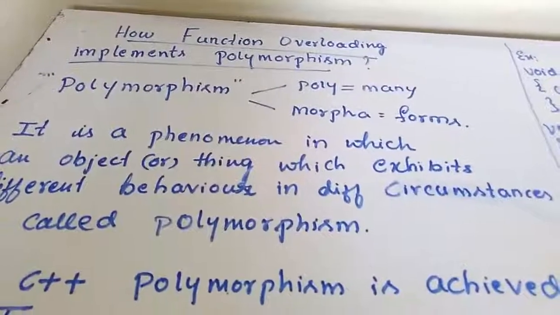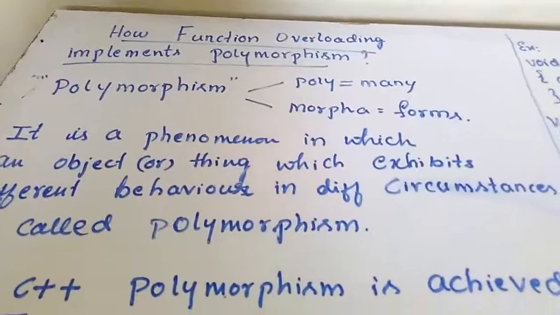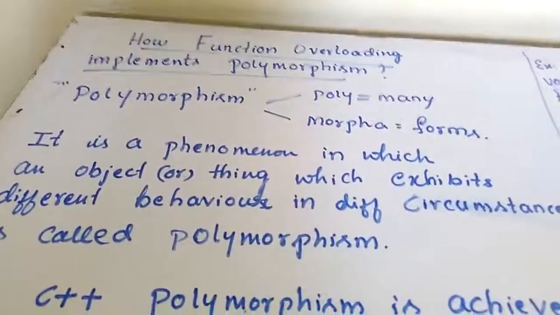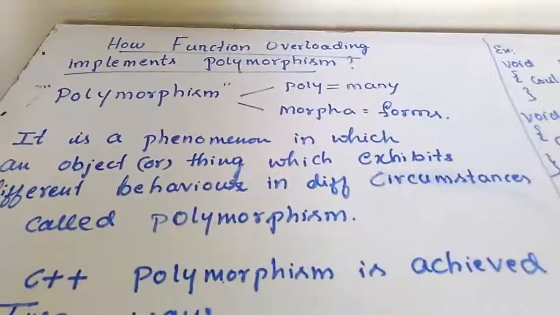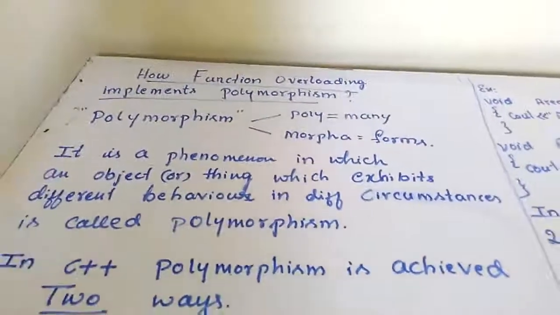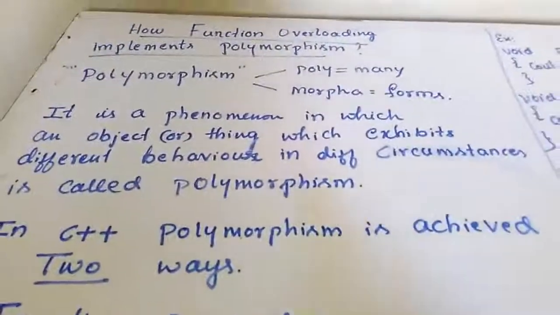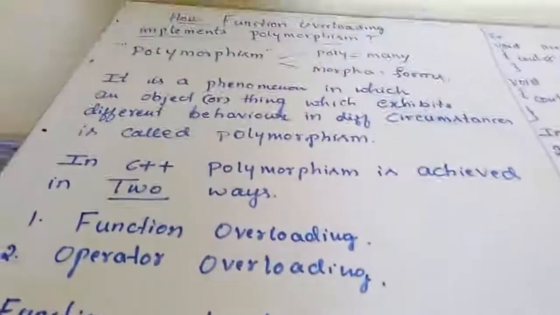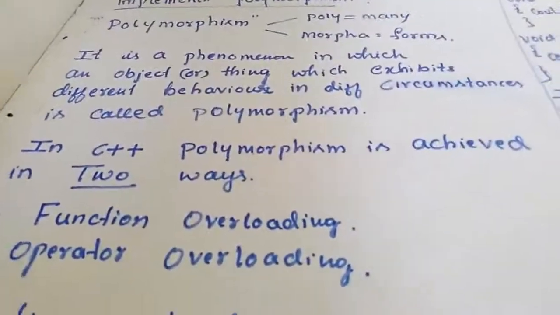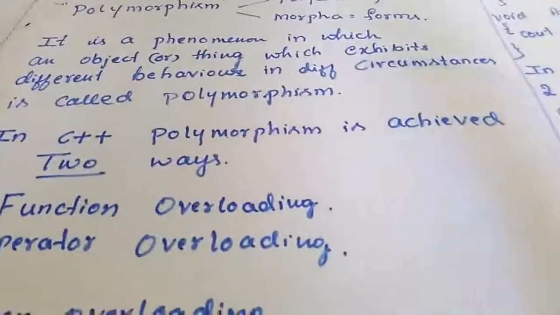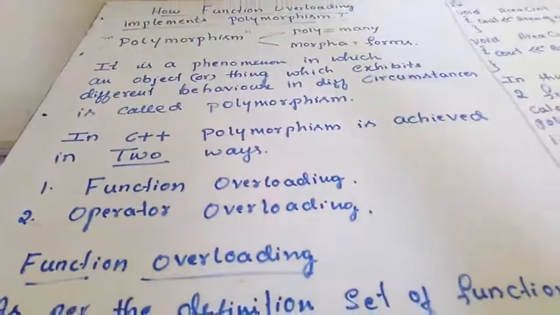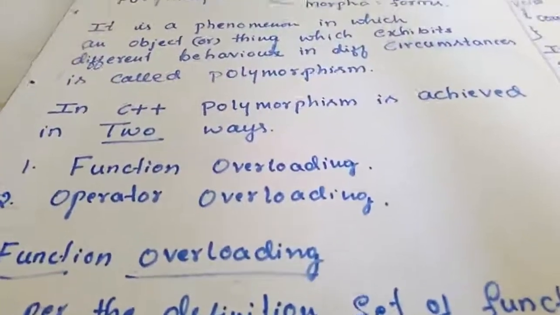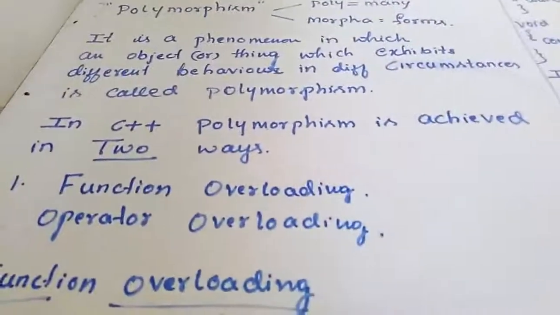In C++ programming, how do we implement this polymorphism phenomenon? It is a phenomenon in which an object or a thing exhibits different behavior or different nature in different circumstances. Then how to implement polymorphism in C++? There are two ways. One is function overloading. Another is operator overloading. But in your syllabus, you have a detailed explanation about function overloading. You just need to mention operator overloading.